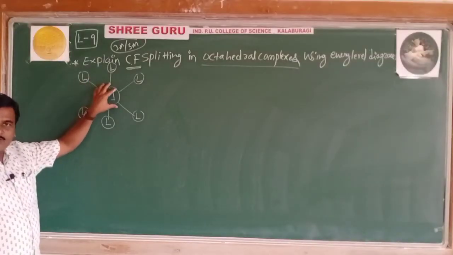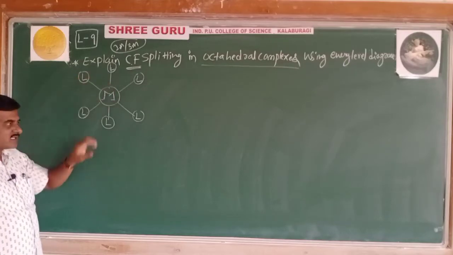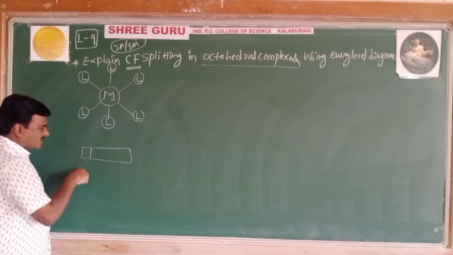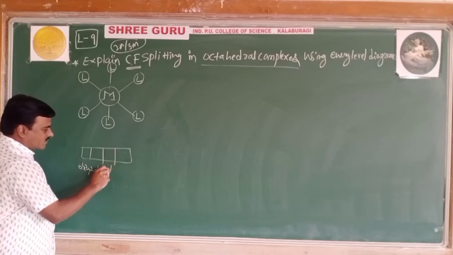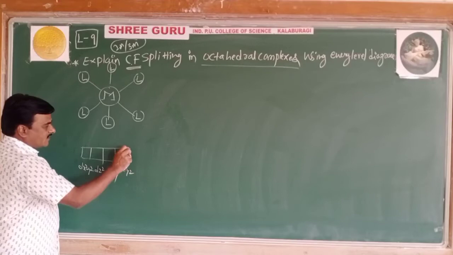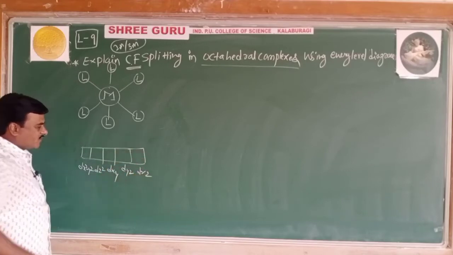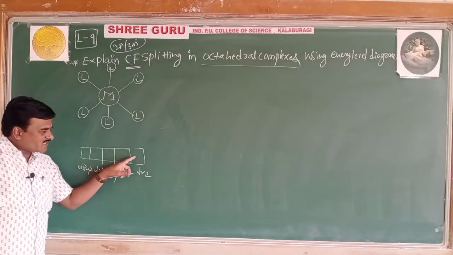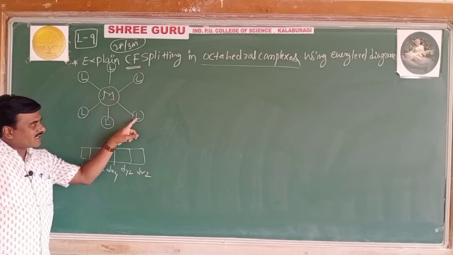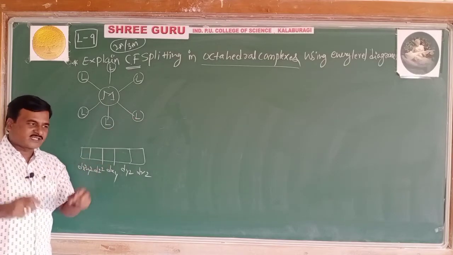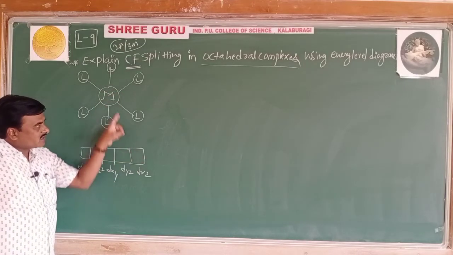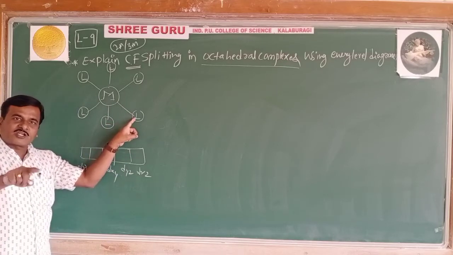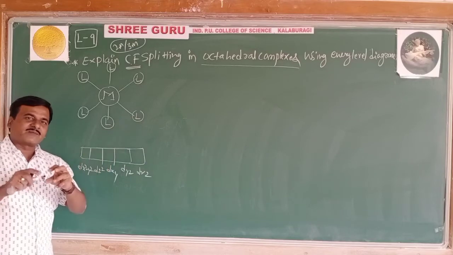As you know, the central metal ion usually is a transition metal. Transition metal means d orbitals. There are 5 degenerate d orbitals: dx square minus y square, dz square, dxy, dyz and dxz. The electron present in the d orbital of the metal ion and the electron of the ligand repel each other. The repulsion will be more when these d orbitals are pointed towards the ligand. If they are not pointed towards the ligand, then there is a minimum repulsion.